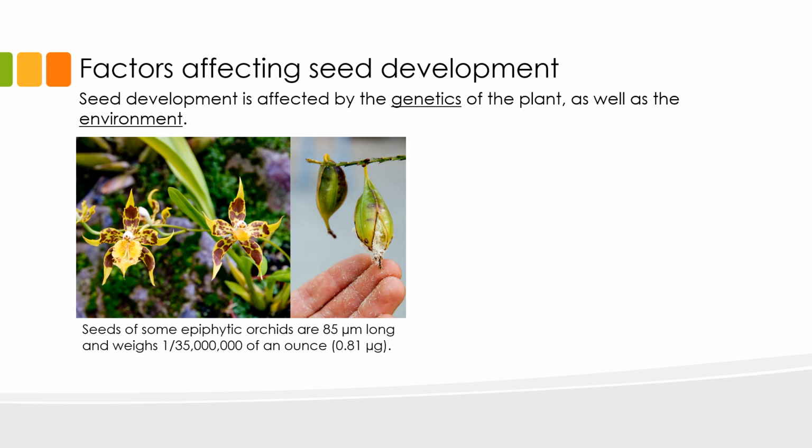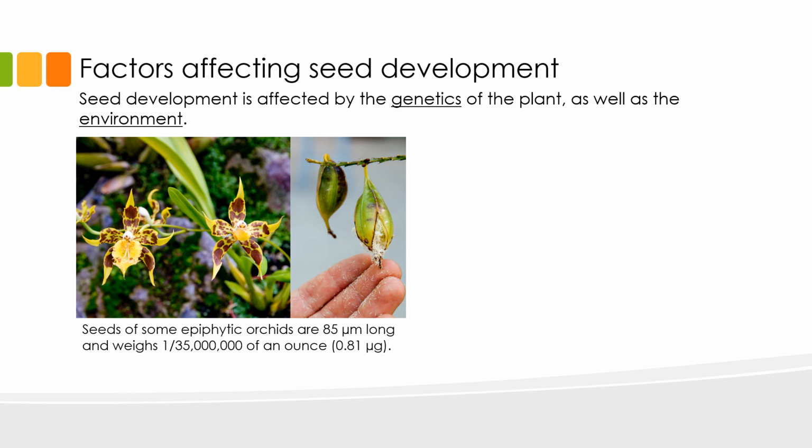This is a picture of seeds of epiphytic orchids. By epiphytic, we mean that the orchids are living on the surface of other plants, mostly trees. They do not take away nutrition from their host plants, so they are not considered parasitic. Seeds of some epiphytic plants are 85 micrometers long and weigh only 1/35 millionth of an ounce. They're essentially the size of dust particles.